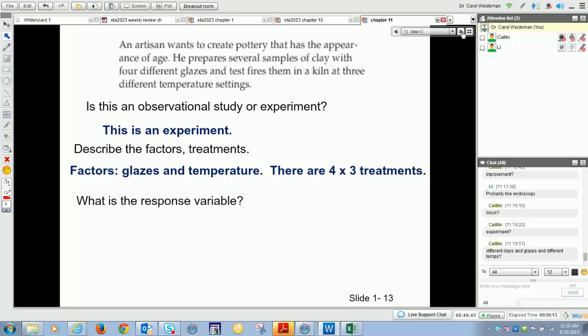What's the response variable? What's the artisan going to measure to determine the effect? What's this response variable going to be?